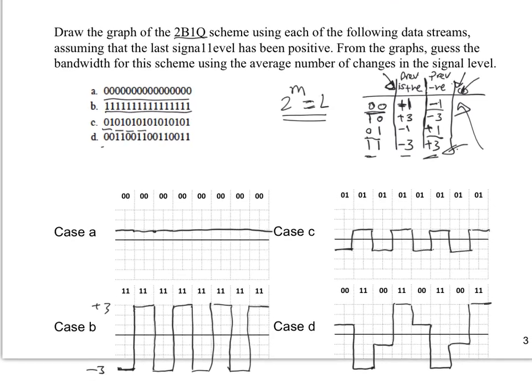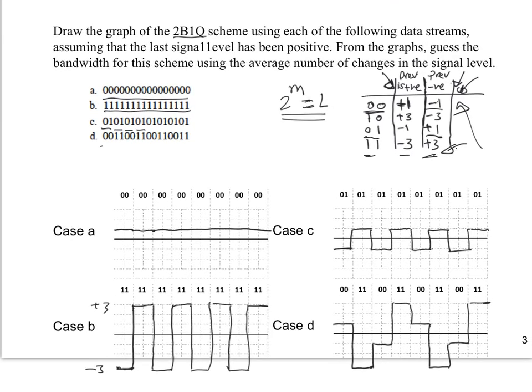The second part here talks about, from the graphs, guess the bandwidth for this scheme using the average number of changes in the signal level, which is the baud rate or the signal rate. So normally, what we have studied in class is that this bandwidth, or S, equals C times N times 1 over R. Okay? However, I didn't give you C here. C is calculated based on the statistical number of changes given all the possible combinations for all the bit patterns, okay?